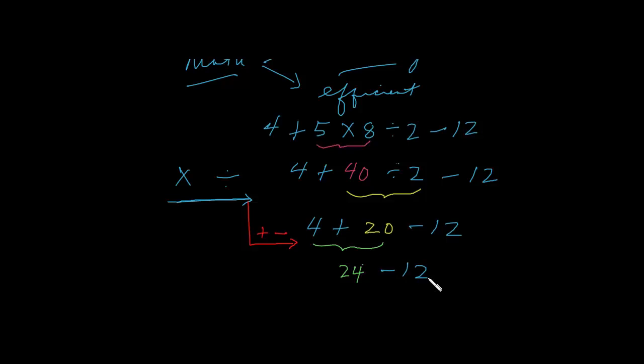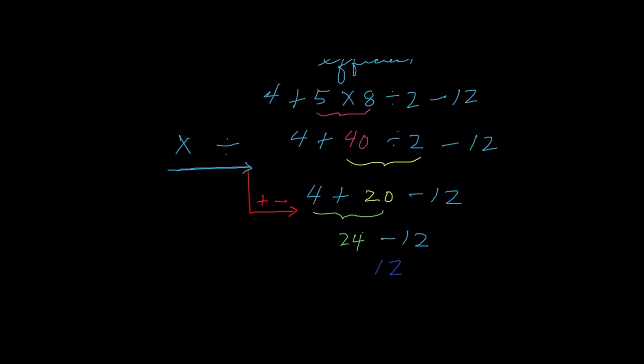And we're almost done. 24 minus 12. We'll get our final answer of 12. 24 minus 12 is 12. All right, so in this case we had our four basic operations: adding, multiplication, division, and subtraction.